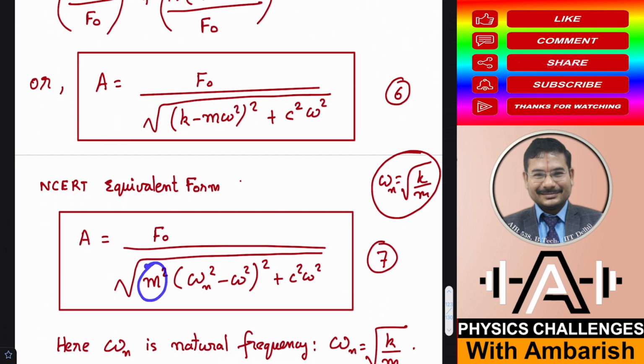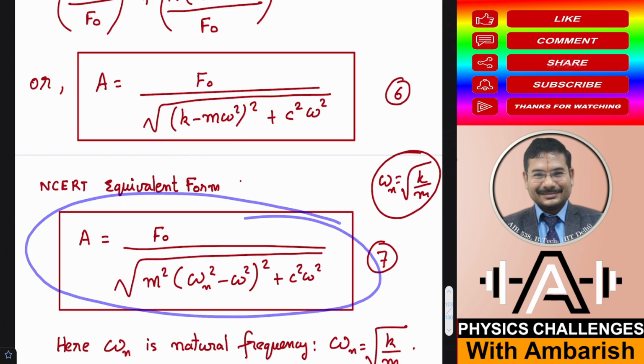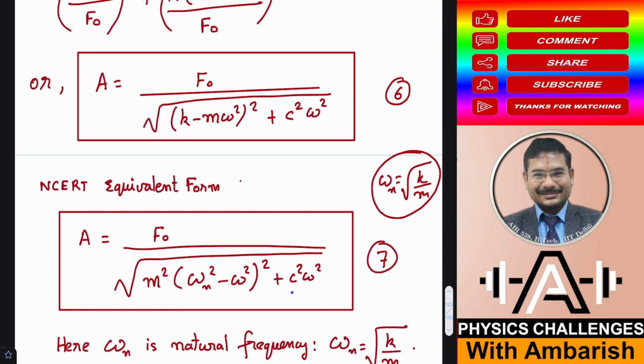So you take m square common outside, and instead of k by m this becomes omega natural square, and this becomes omega square, and c square omega square comes as it is. So this is the equivalent form. You might like to memorize this because this is the form given in NCERT, except that instead of c they have written the symbol b, and instead of omega, NCERT uses omega d for the driver frequency, and the natural frequency is represented by omega. I believe this is a better way of writing the same thing. So you can memorize this formula, and this is how you derive it.